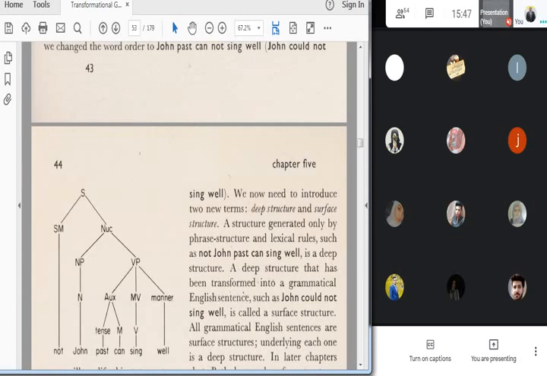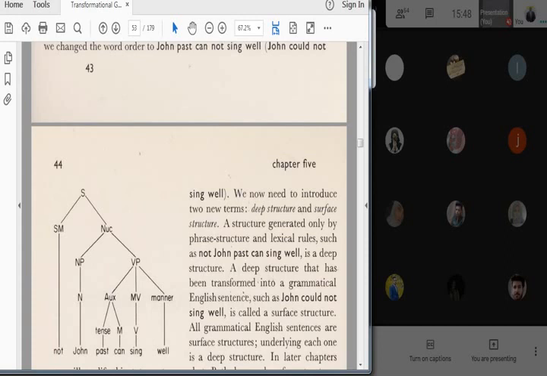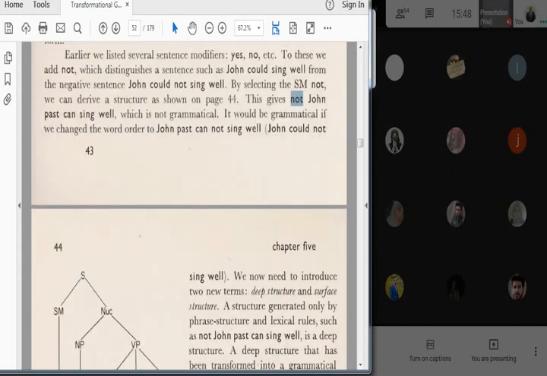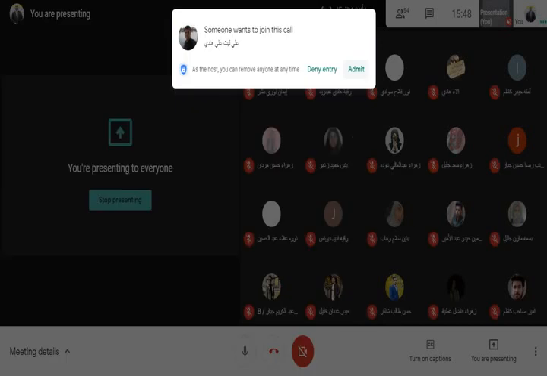So today, we will face two very basic and important concepts: the surface structure and the deep structure. What do we mean by them? Which one is the surface structure and which one is the deep structure? What do you know about surface and deep structures? Do you know them? How can you define them? Any ideas? If we go back to these two, "not John past can sing well" and "John past can not sing well," which one is the deep structure and which one is the surface structure, and why?